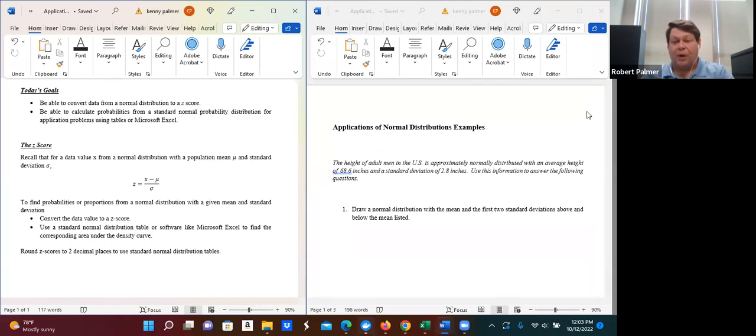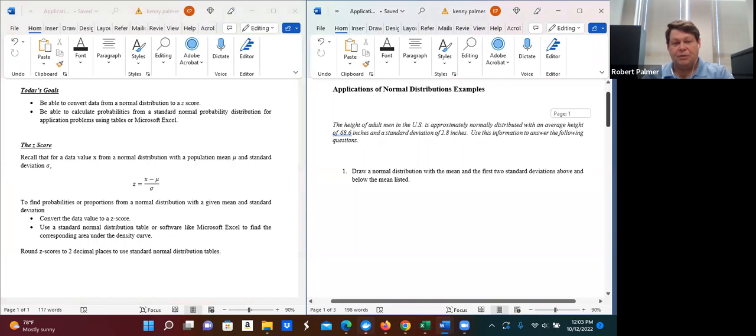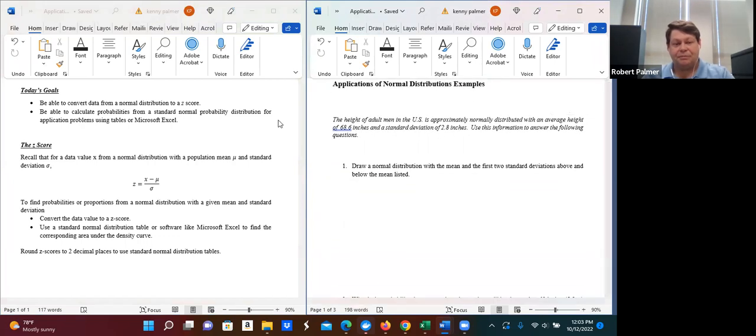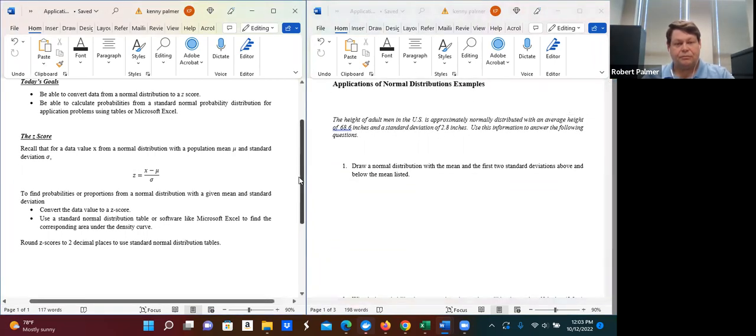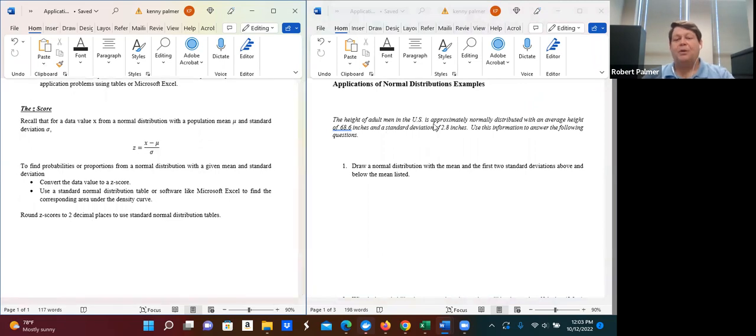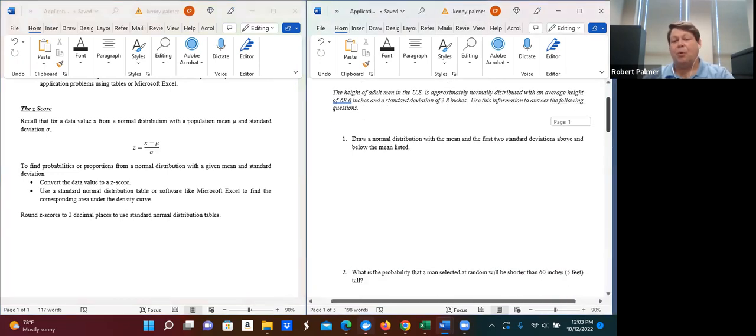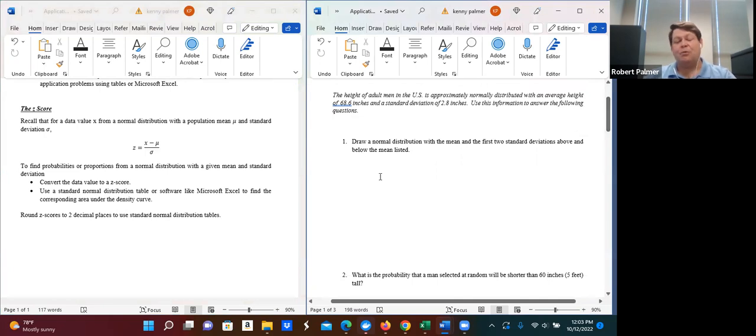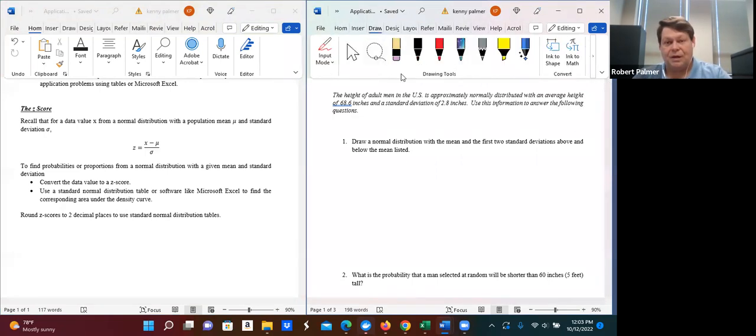Let's look at an example over here on the right. It says the height of adult men in the U.S. is approximately normally distributed, with an average height of 68.6 inches and a standard deviation of about 2.8 inches. Use this information to answer the following questions. Part number 1 is to draw a picture to get a better idea of what this looks like. So let's take a look.